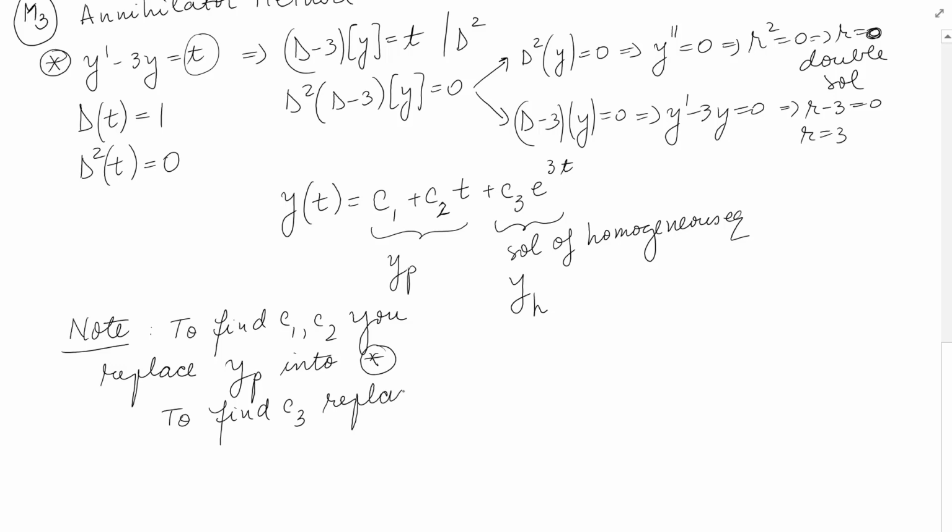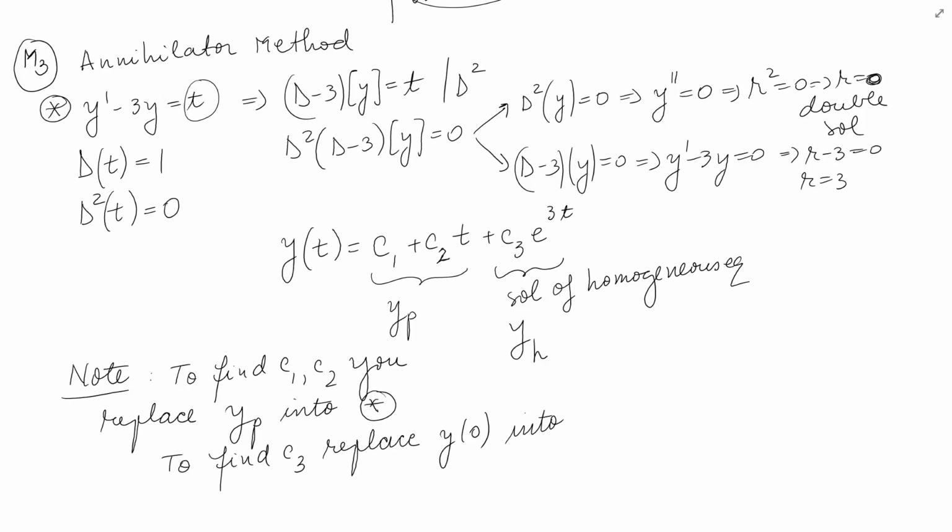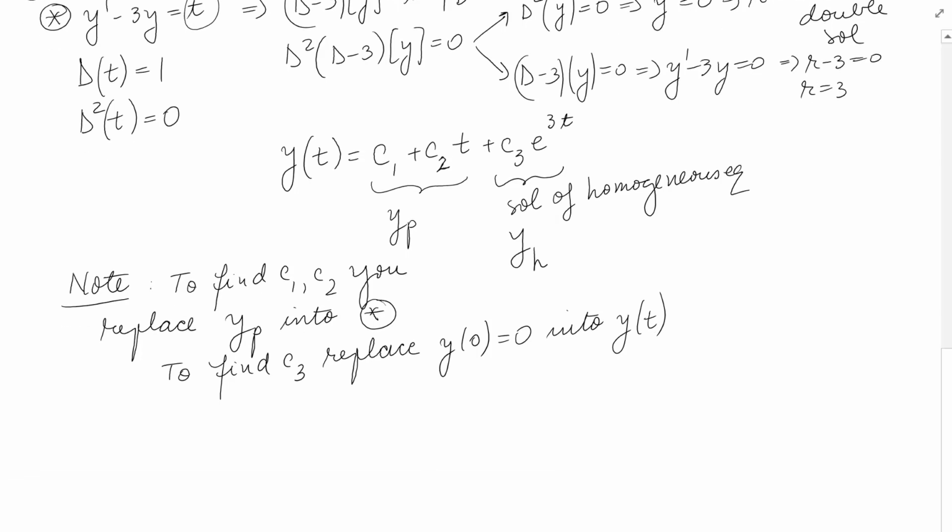replace the initial condition y of 0 equals 0 into y of t once you already found c1 and c2, and you will get c3. So the order is important because you want to find c1 and c2 first.